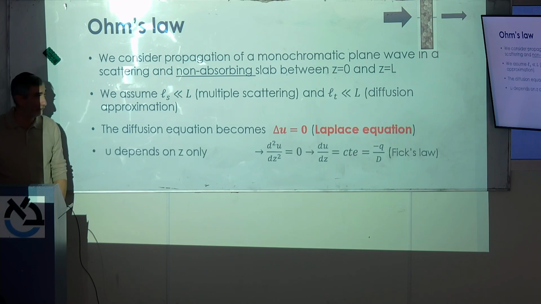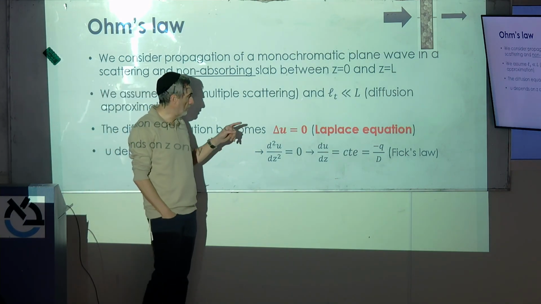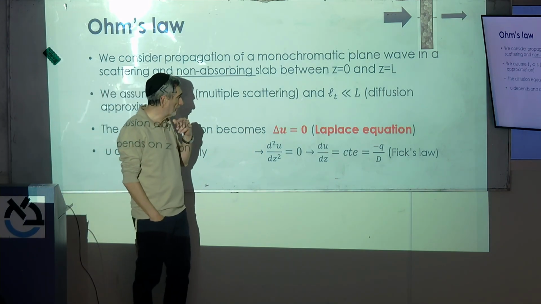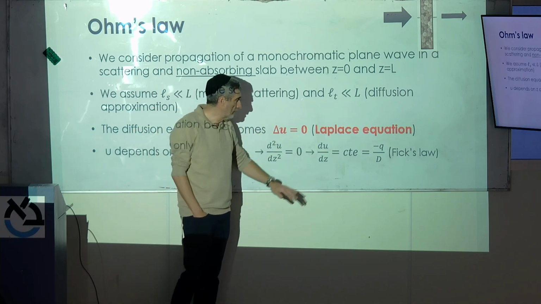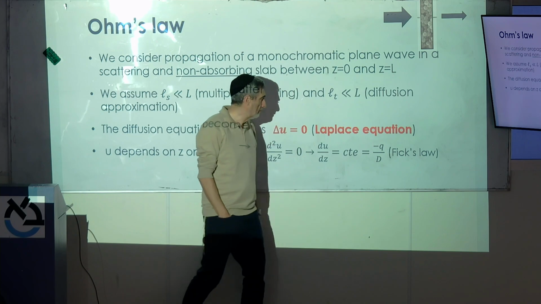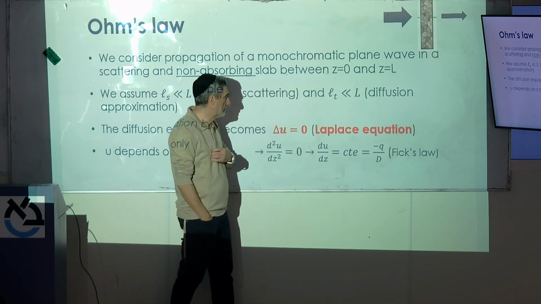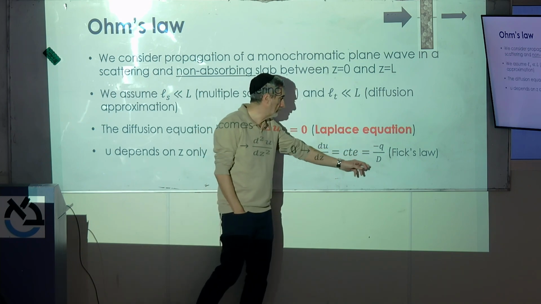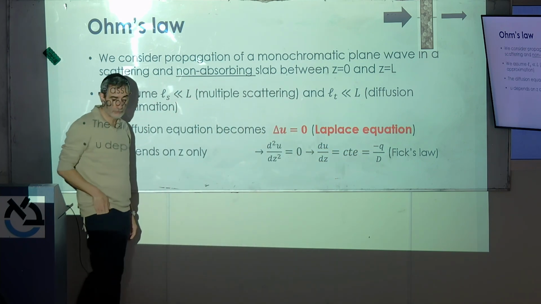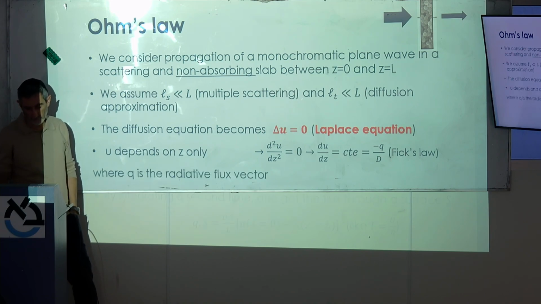U again is the energy density. So that means that the second derivative of U along the z-axis is 0. So you integrate, and this is a constant. The constant is given by Fick's law, we saw that before. So dU over dz is minus Q, the flux, divided by the diffusion constant, where Q is the flux vector. And you can integrate a second time.